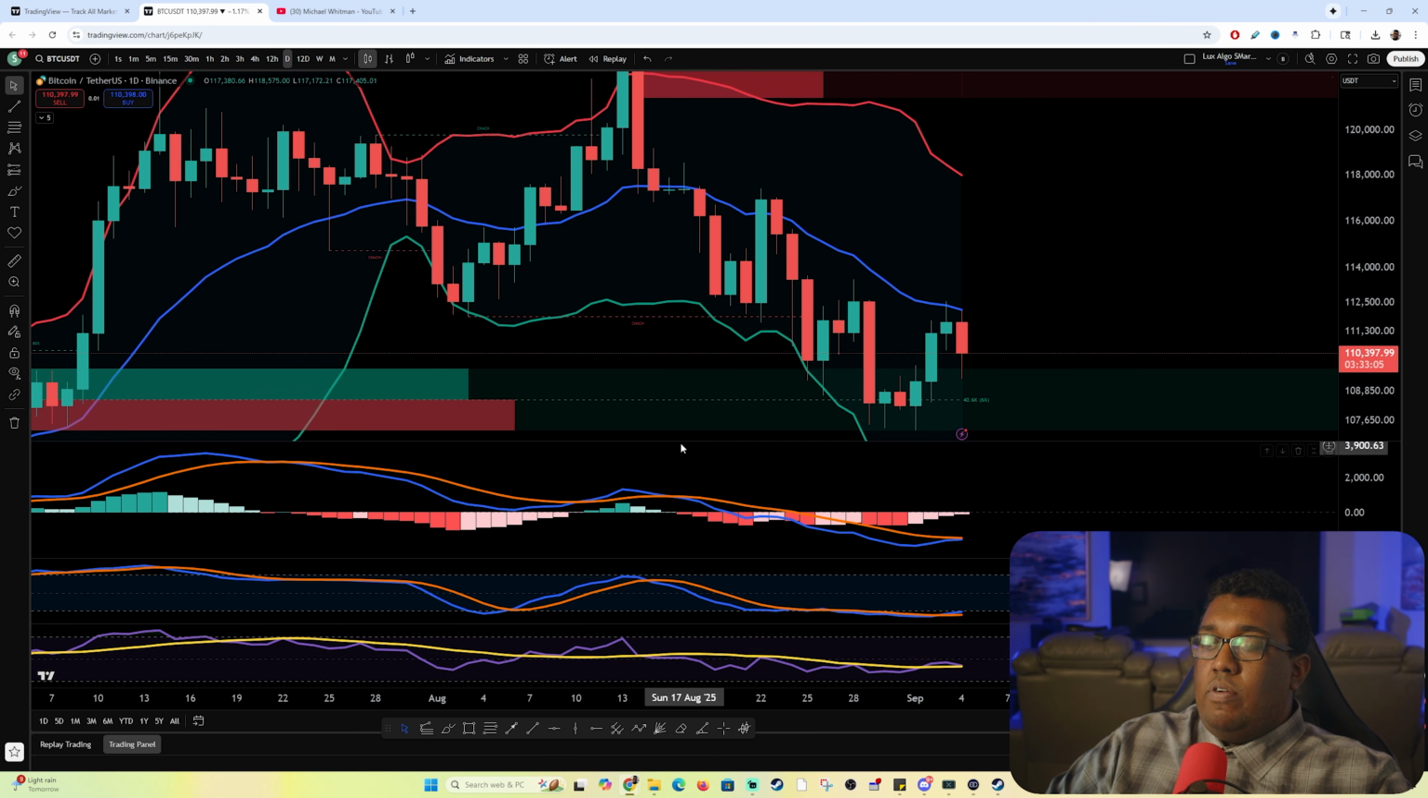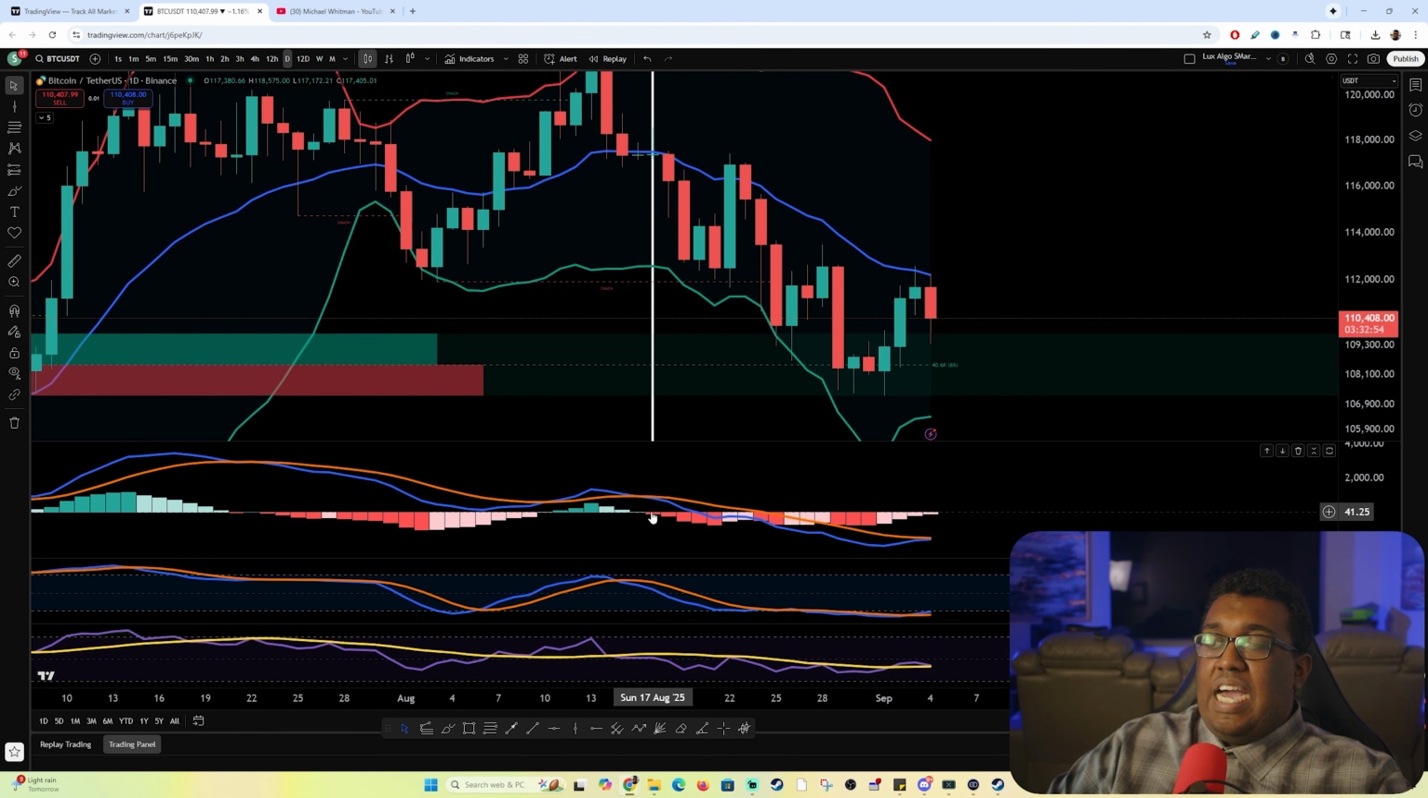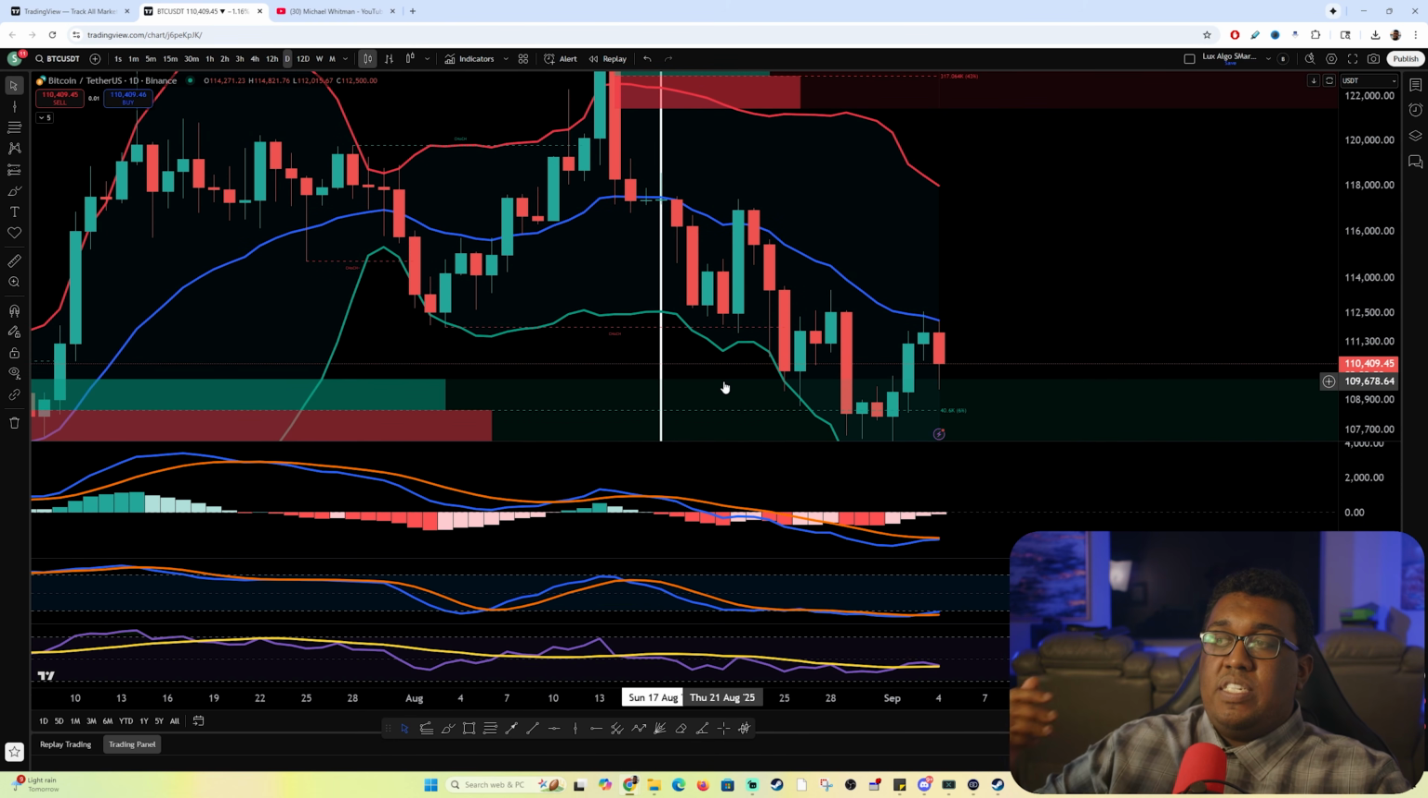You can see right here, everything turned red. So we had the bearish MACD, the bearish stochastic, and the bearish RSI. And you can see that happened to be right here. Which date was this? It's August 17th, right? So at this point, I already have a feeling that everything is going to be coming down with Bitcoin's price action because all of that momentum is coming down.